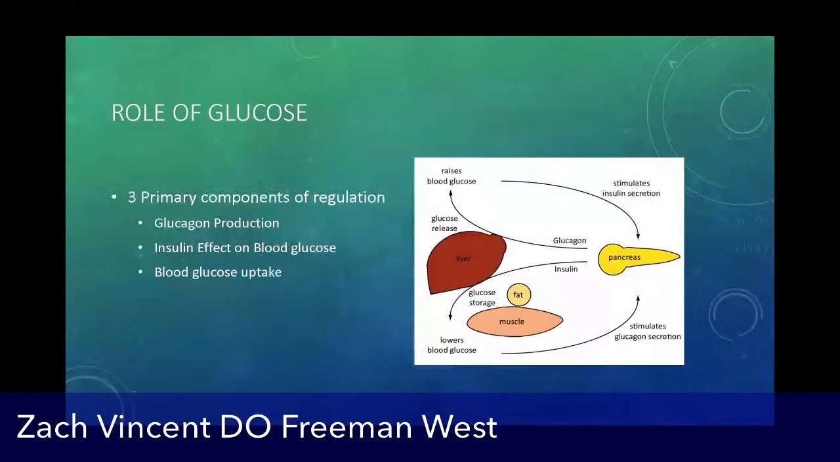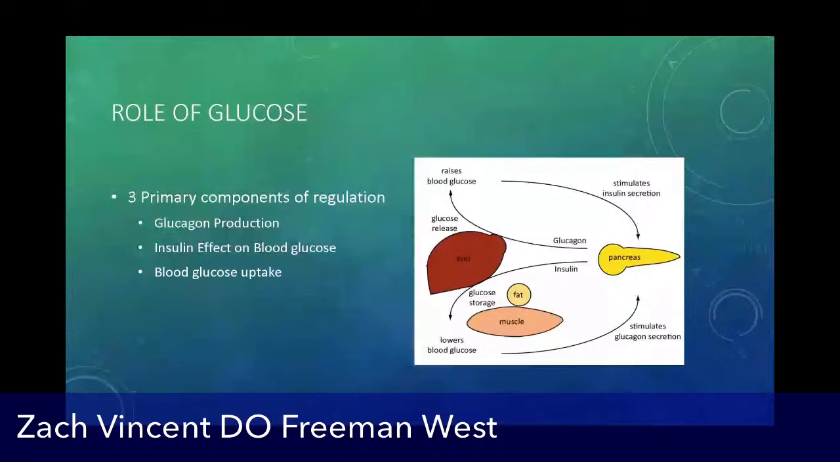So moving on, some of the roles of glucose. Everything in the endocrine world, if you will, operates on a system of checks and balances. So glucose is typically regulated by predominantly three different factors that all work to help maintain glucose within its normal value, somewhere between 80 and 120.